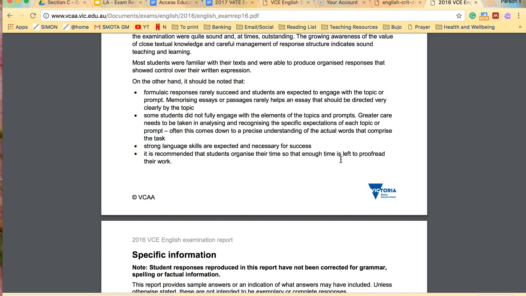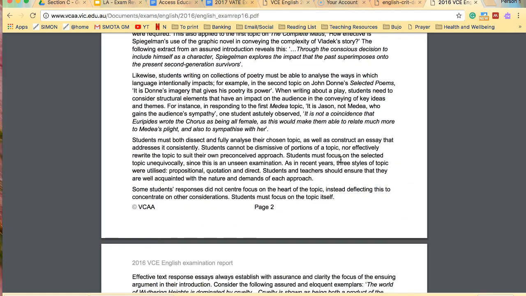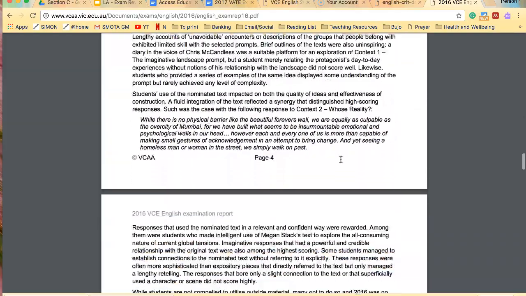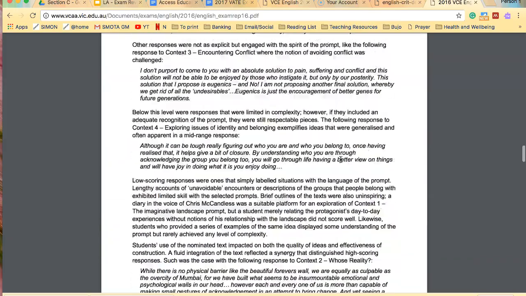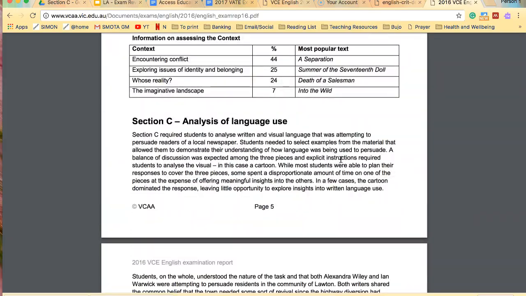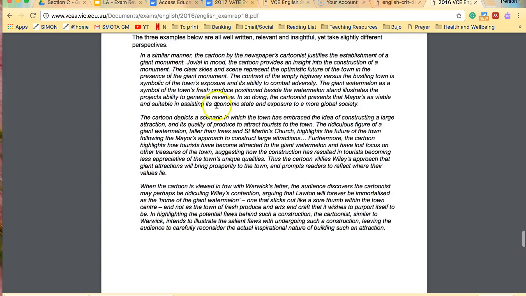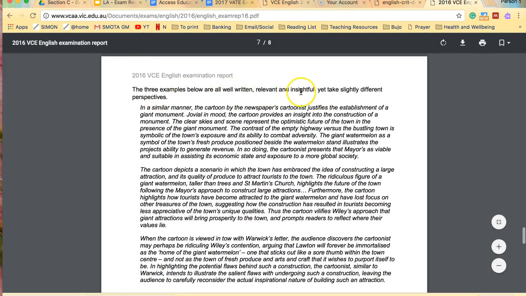So I would be paying attention to Section A and Section C on this examiner's report, and on the 2015 and 2014 ones. All three will be relevant. So take a look through those. They're broken down by section. Obviously ignore Section B. And you can see, so this is three examples below, well written, relevant, and insightful, yet take different perspectives.